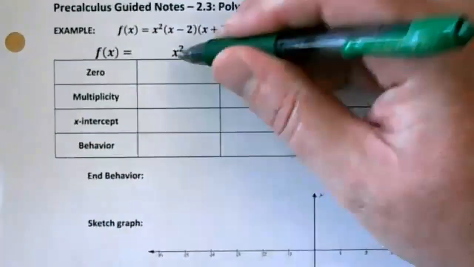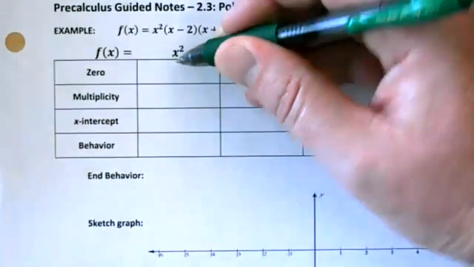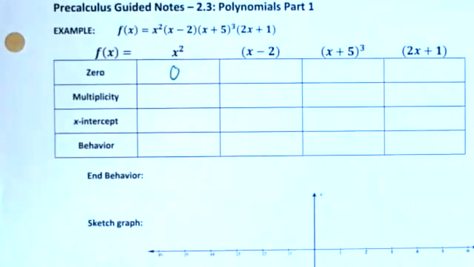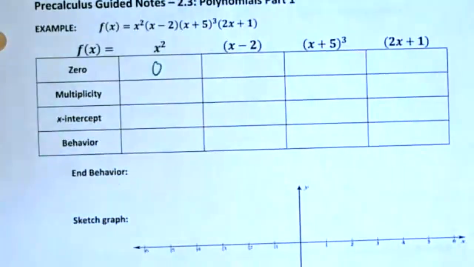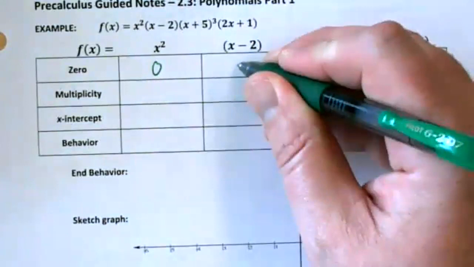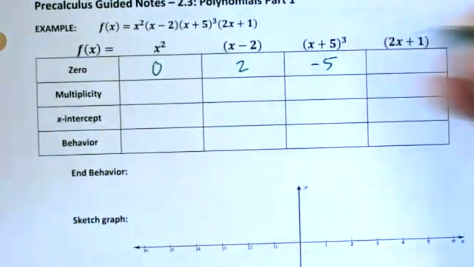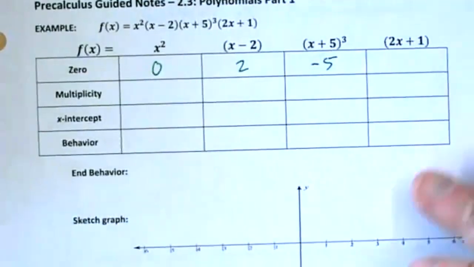So my factor here is x. If I set x equal to 0, I'm going to get x equals 0, solve that, and get 0. That one's easy. Set x minus 2 equal to 0 and solve, and you're going to get 2. x plus 5 equals 0, solve that, you get -5. 2x plus 1 equal to 0 and solve.